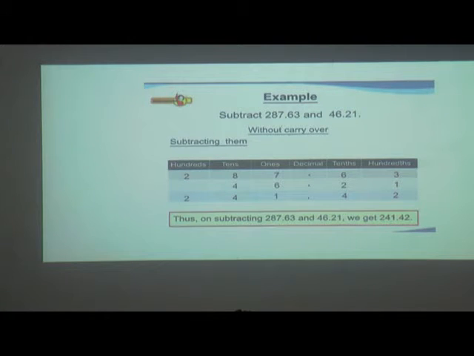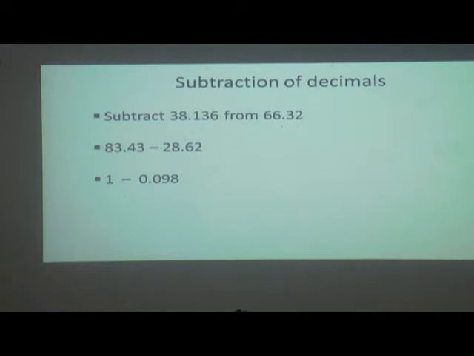Hopefully, this is very similar to addition. So you have understood this, and it was without carry over. If there is a carry over, then also you can take the carry forward and find the answer. We will see some examples related to subtraction of decimal numbers.